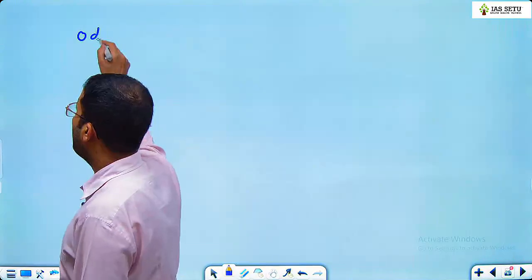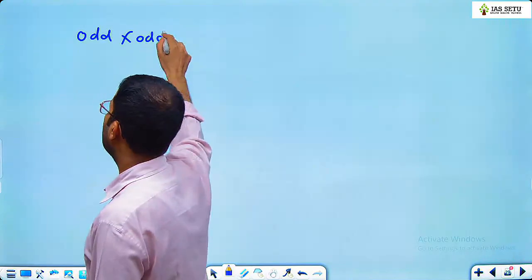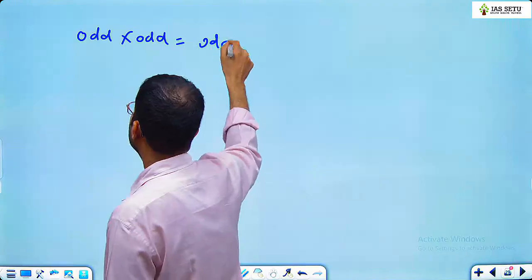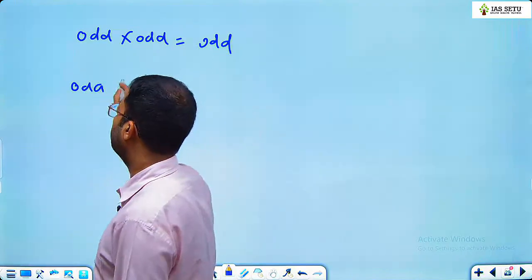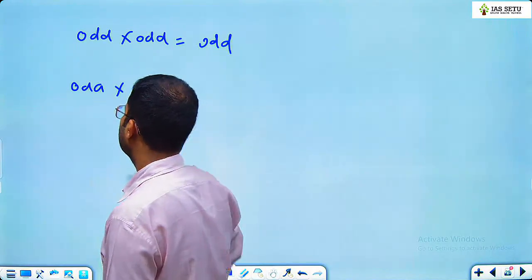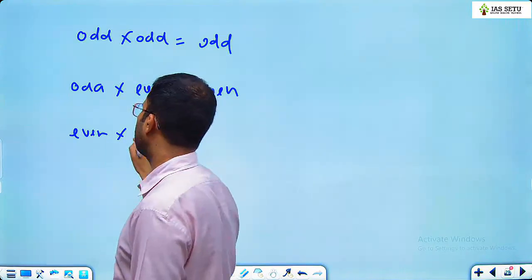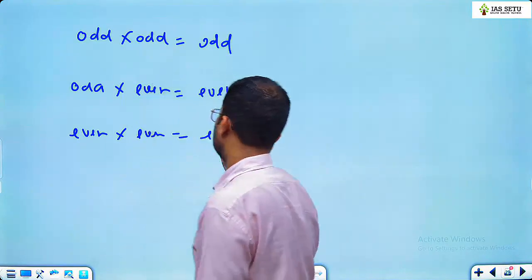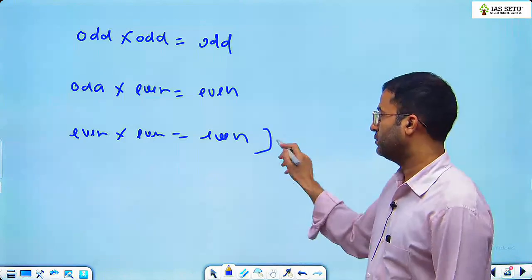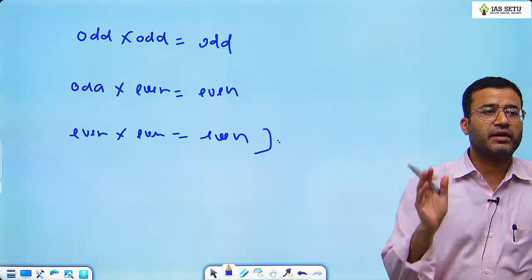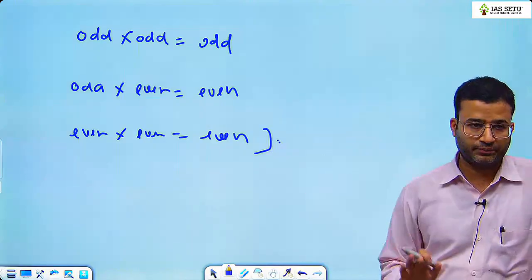अब आता है बात multiplication की। Odd multiply with odd, odd. Odd number multiply with even, even. Even number multiply with even, even. Even here, if there are n even numbers and you multiply, it is always even.